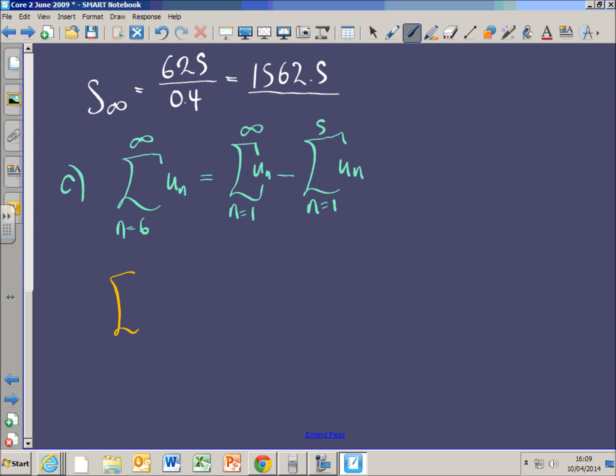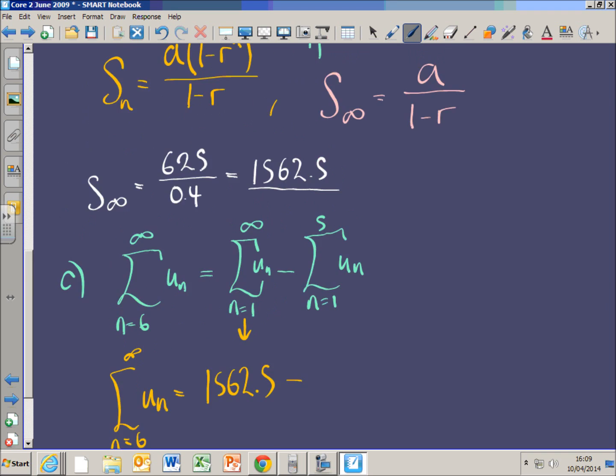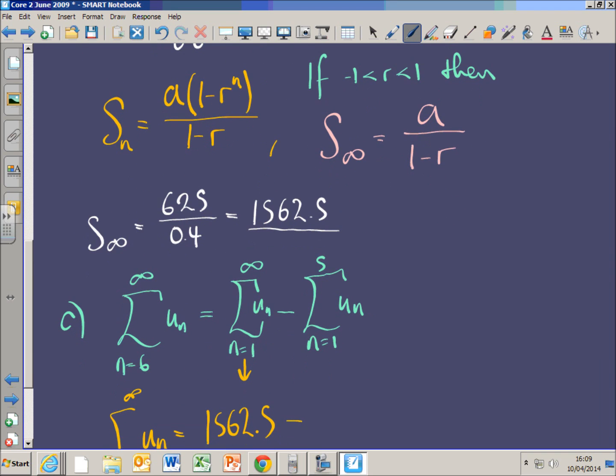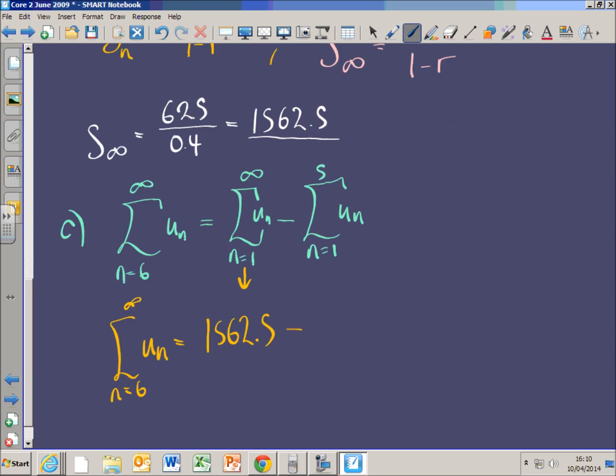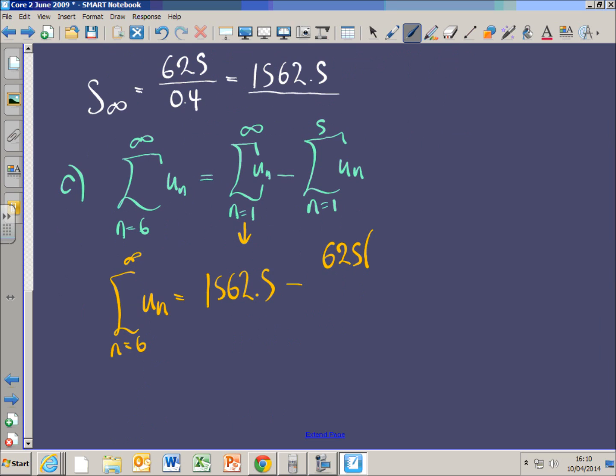That's what we just did. Okay. So the sum from n equals 6 to infinity of un, which is what we're trying to work out. This bit here is just 1562.5. That's the sum to infinity, isn't it? That's what we just worked out. So I've got to take away the sum of the first 5 terms. So how do I work out the sum of the first 5 terms? Well, I put it in the other formula, because it tells me if you want the sum of the first 5 terms, do this and change the n's to 5. So it's going to be, what was A? 625. Take away 625 times 1 minus 0.6, that was what R was, to the power of 5.